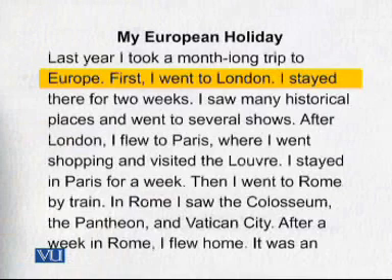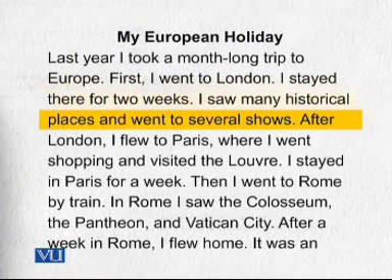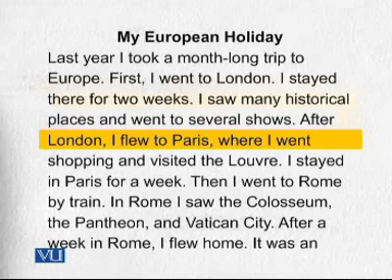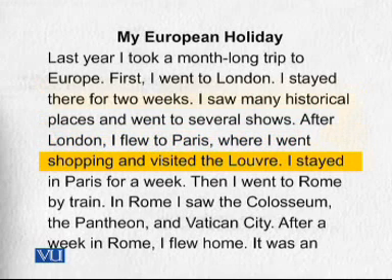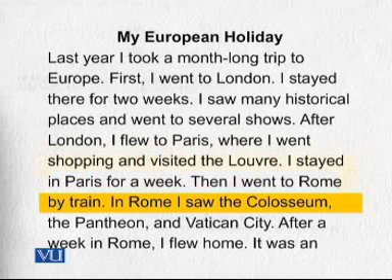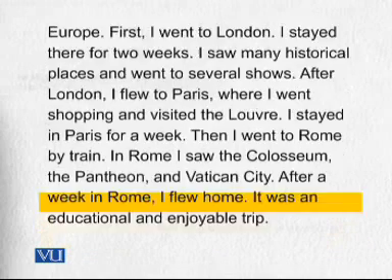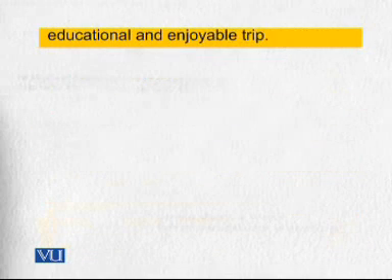So next comes: First, I went to London. I stayed there for 2 weeks. I saw many historical places and went to several shows. After London, I flew to Paris, where I went shopping and visited the Louvre. I stayed in Paris for a week. Then I went to Rome by train. In Rome, I saw the Colosseum, the Pantheon, and Vatican City. After a week in Rome, I flew home. It was an educational and enjoyable trip.